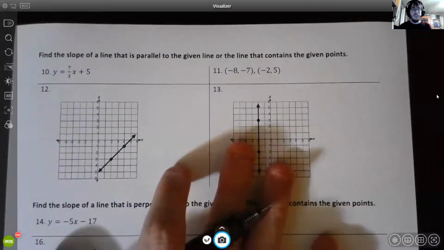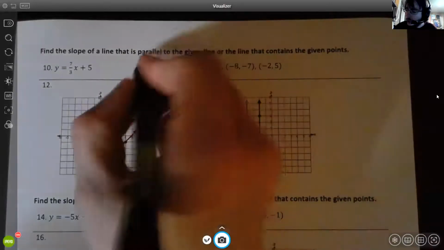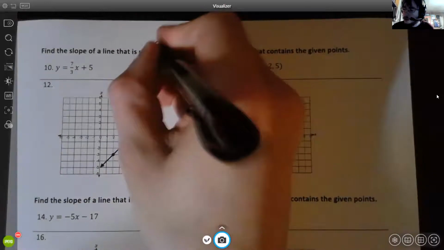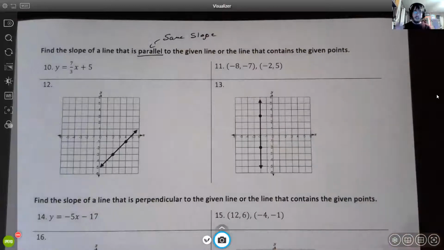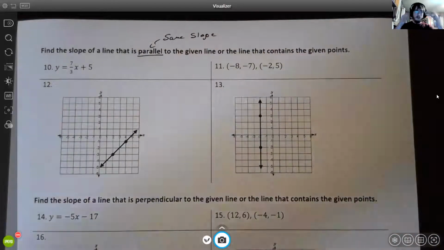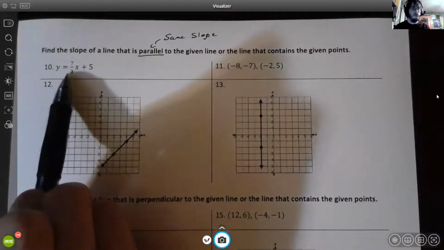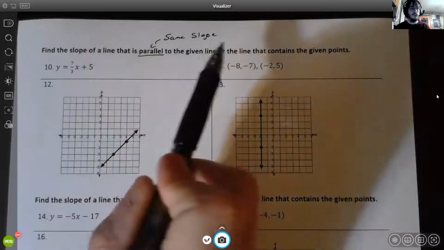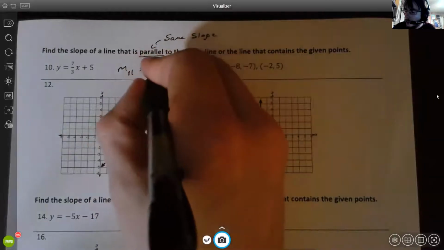All right, let's look at the next set of problems here. Find the slope of a line that is parallel to the given line or the line that contains the given points. So we're looking for parallel slopes, which means that we're looking for the same slope. Whatever slope you have is the slope that would be parallel. Okay. So number 10, your original slope for your equation is 7 over 3 because it's in front of the x. So that means that the parallel slope has to be equal to 7 over 3 as well.